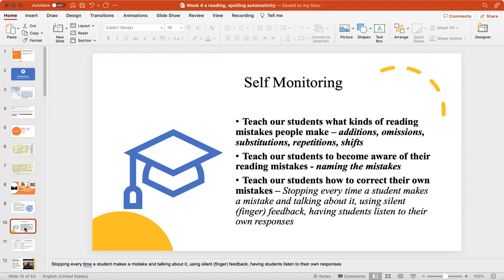Scaffolding, from what I remember, is kind of like working with kids within their zones, where you don't push them too hard to where they quit, but you don't make it too easy. You ask them questions and scaffold their learning to push their learning forward. Exactly.